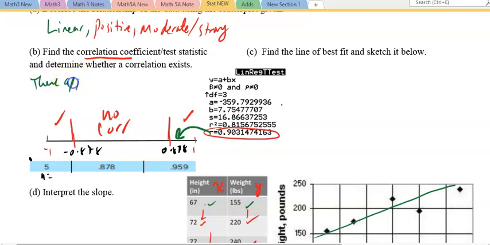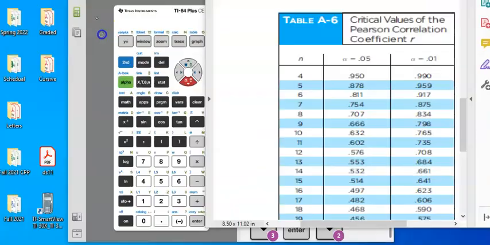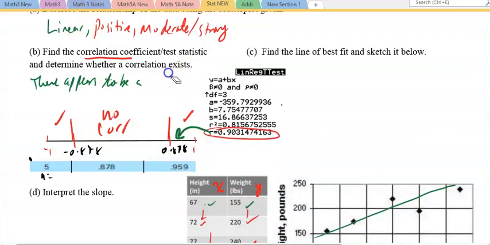Our conclusion is that it appears there is a positive linear correlation, or simply correlation will do. It doesn't matter. It's all good. All right. Find the line of best fit. Well, the line of best fit is right there.